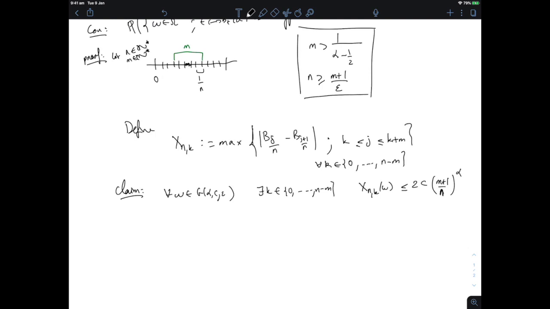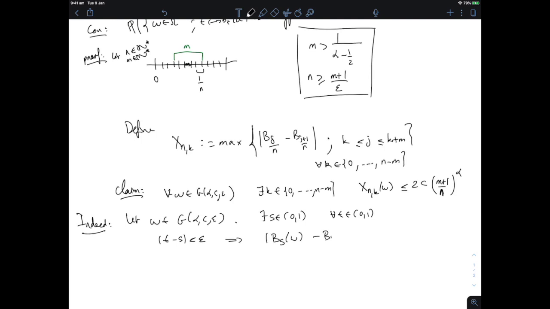How do we do this? Well, let's take an omega in G_{alpha,c,epsilon}. And then what do we have? Well, we have that there exists an s in [0,1], such that for all t in [0,1], whenever |t minus s| is smaller than epsilon, then |B_s of omega minus B_t of omega| is smaller than c times |t minus s| to the alpha. Okay, that's fine. So now I'm going to pick a k such that this s is somewhere between k over n and at most k plus m plus 1 over n.